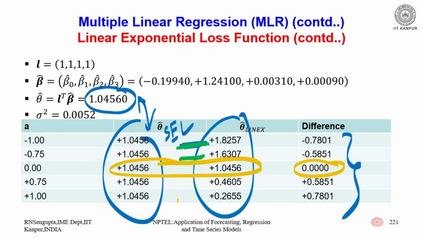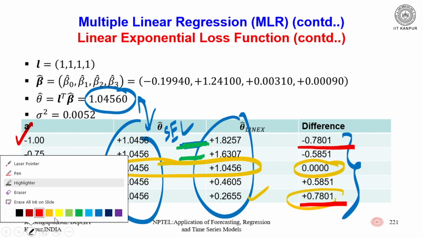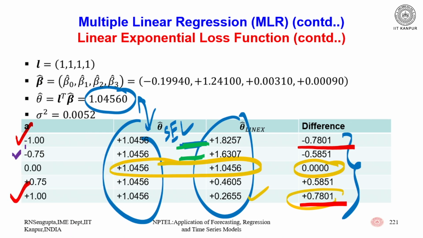But when A becomes positive, you see in that case the value of estimating theta hat using the LINEX loss is low. The interesting part is the overestimation and underestimation difference for the case of A minus 1 and A plus 1: the differences are of the same quantum, but with a different sign. For A minus 1, it is minus 0.7801, and for A plus 1, it is plus 0.7801. If I consider A minus 0.75 and A plus 0.75, the differences come out to be this, which I am putting a violet tick mark. Quantum is the same, 0.5851, but one with a minus and one with a plus.